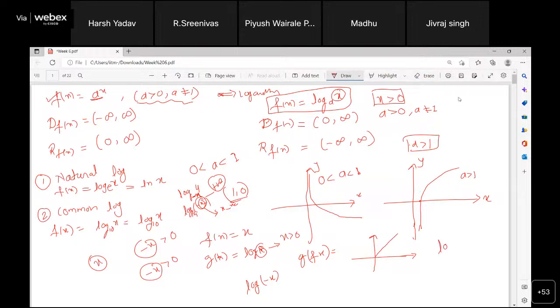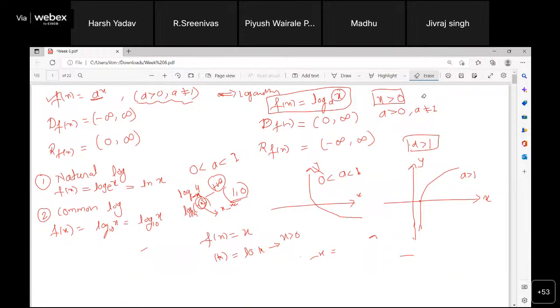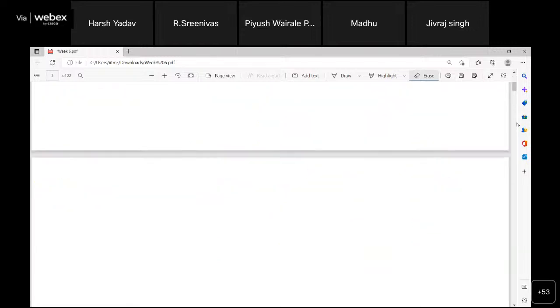In general, if I'm talking about log of any function f of x, that f of x should always be greater than 0. It can be minus x or minus e to the power x, anything, but it should always be greater than 0. I have one example like that. We'll discuss that part also. Don't worry. So this is basically a simple summary of the week. Nothing in it, but the important thing is the property of this logarithmic function.